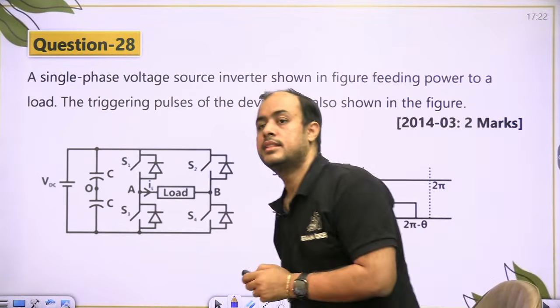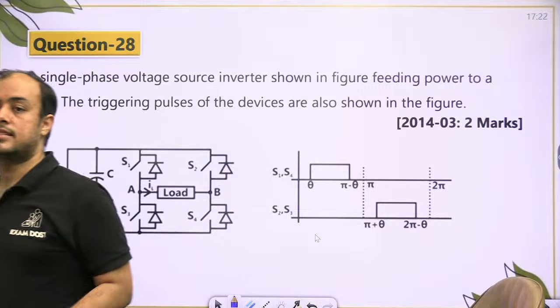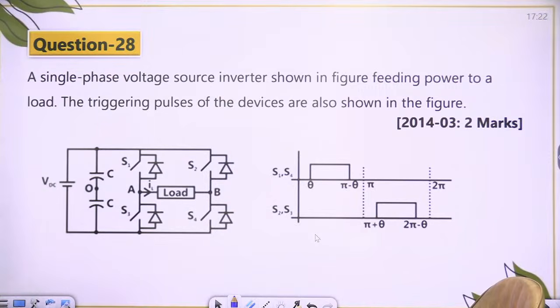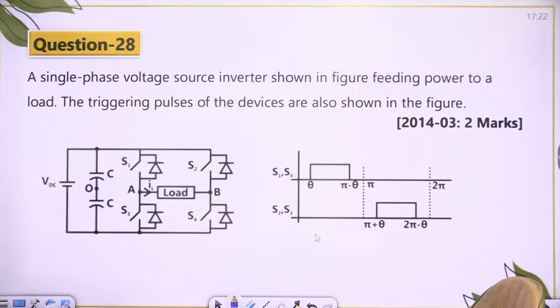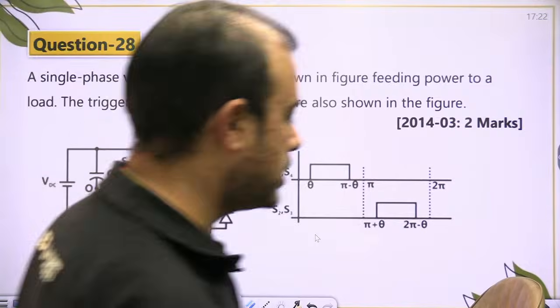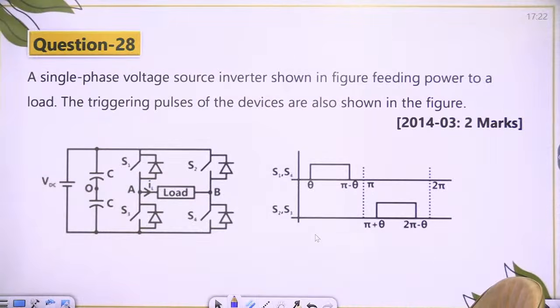Chaliye, try this. The triggering pulses to the switches are given. The load current is sinusoidal. It is 0 at 0, pi, 2 pi. You need to tell me the waveform for the node voltage VA0. लोड का करंट साइनोसोइडल है, VA0 का वेवफॉर्म बताइए.